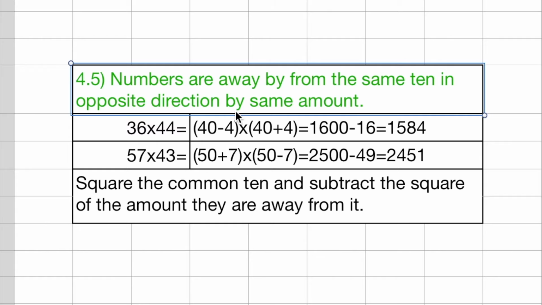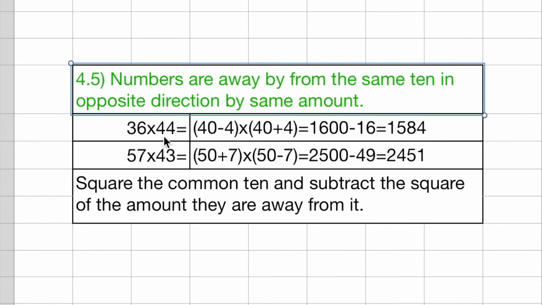Fifth and final case. Numbers are away from the same 10 in opposite direction by the same amount. So they both are away from 40 in opposite direction by the same amount. So 36 is 40 minus 4 and 44 is 40 plus 4. So these two numbers are away from the same 10 in opposite direction. One is minus, the other is plus by the same amount. From the same 10, if you add one number, you get one number, and if you subtract the same number, you get the other number.